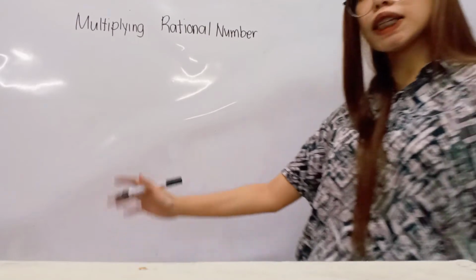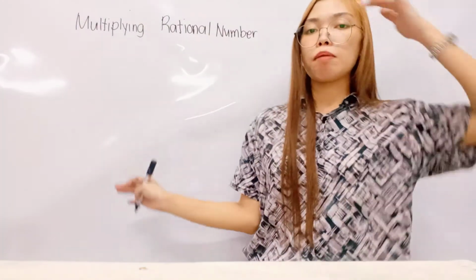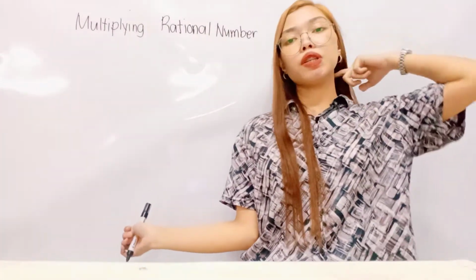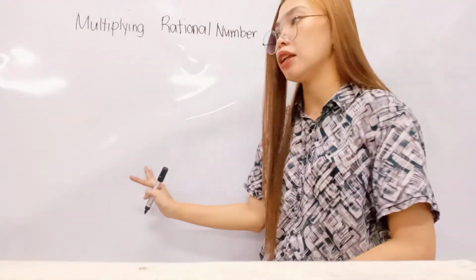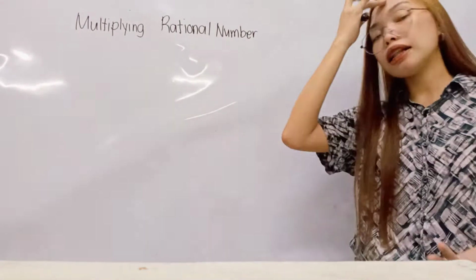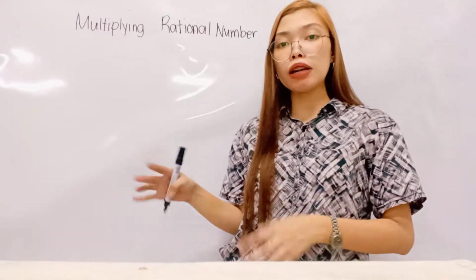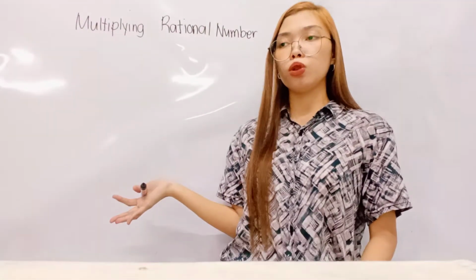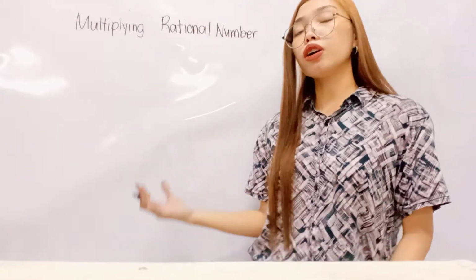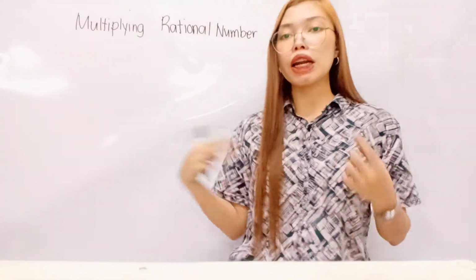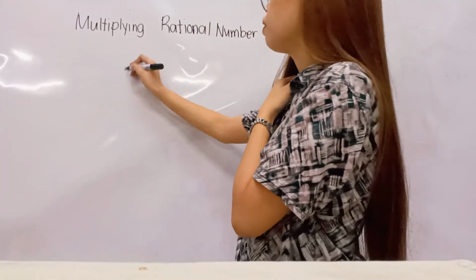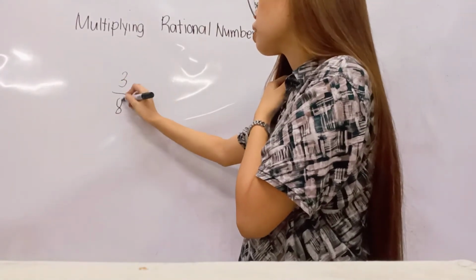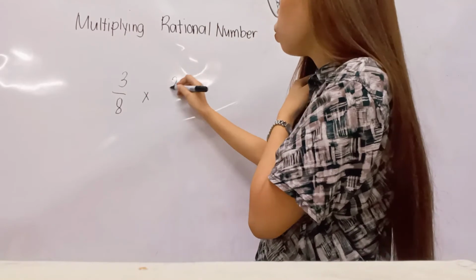Okay, so now let's have multiplying rational numbers naman since we are done with addition and subtraction. Okay, in multiplying rational numbers naman, it doesn't matter if it is a similar or dissimilar fraction since we are going to use the same process for both similar and dissimilar fractions. So for example, we have 3/8 times 2/8.